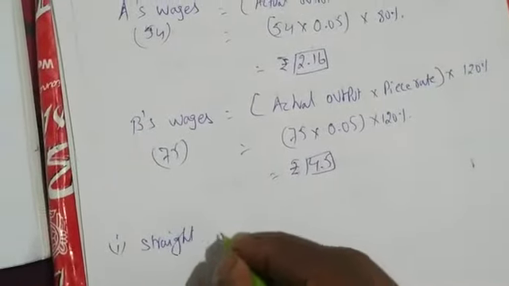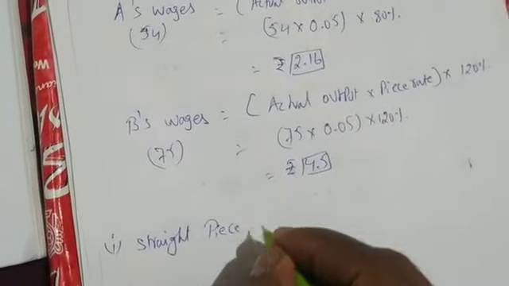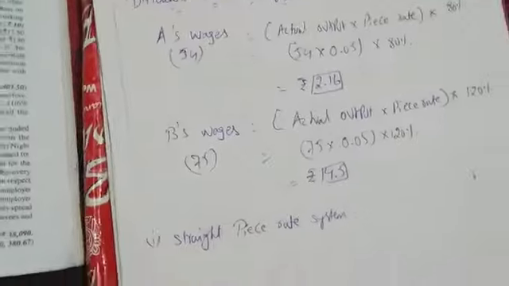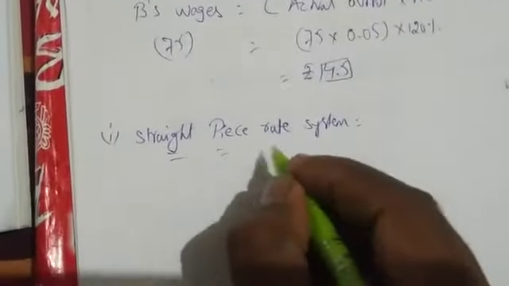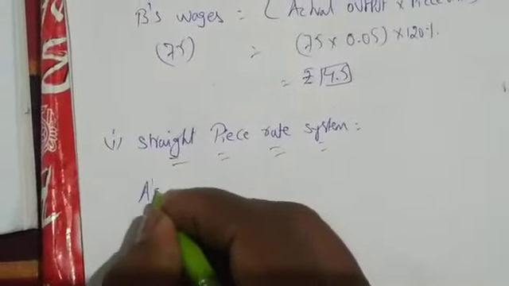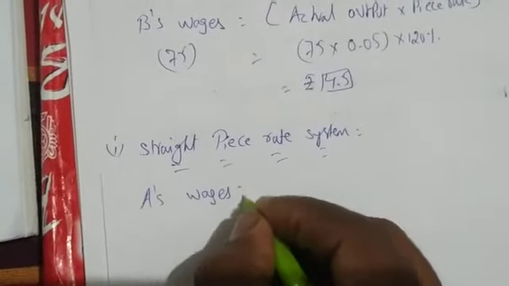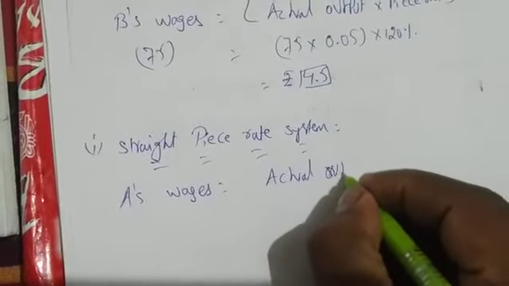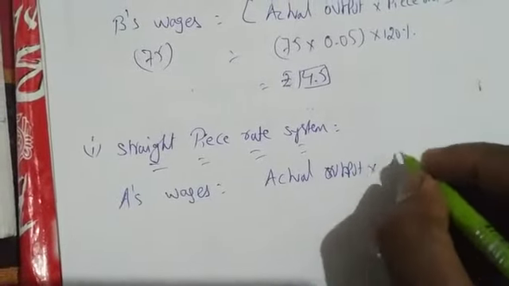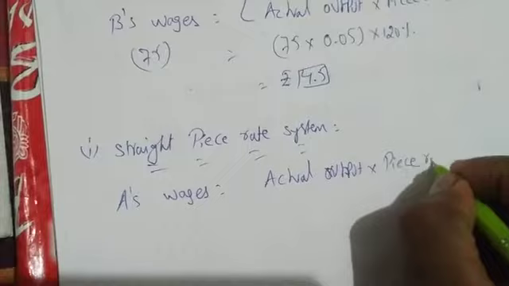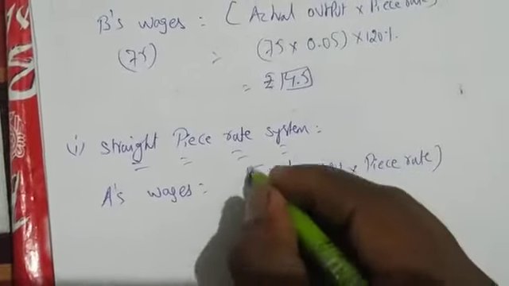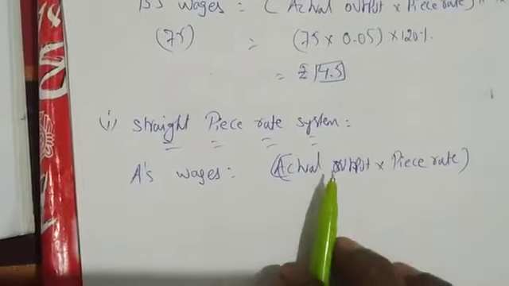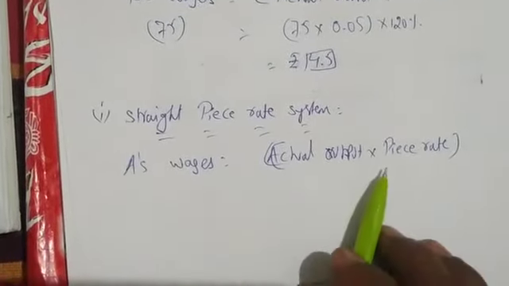Straight piece rate system, he asked also. It's very easy. For A's wages, only one formula: actual output into piece rate. That's it. Only this formula. If he says straight piece rate system, I explained in an earlier class also: straight piece rate system means actual output into piece rate.